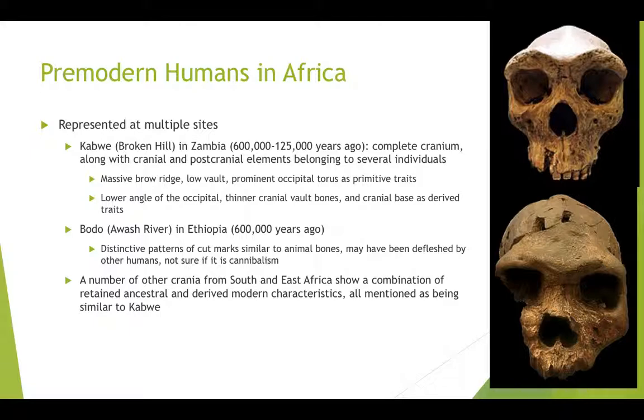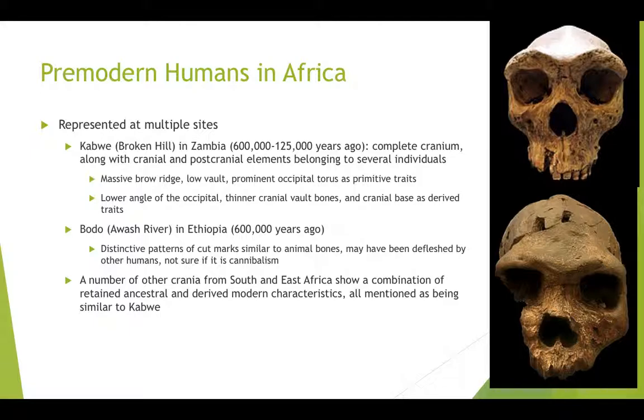There's another African skull called Bodo from the Awash River in Ethiopia that dates to about 600,000 years ago, though some estimates place that as far back as about 800,000 years ago. The Bodo skull has a distinctive pattern of cut marks on it that are similar to the cut marks that we see on animal bones when humans have been involved in meat consumption.